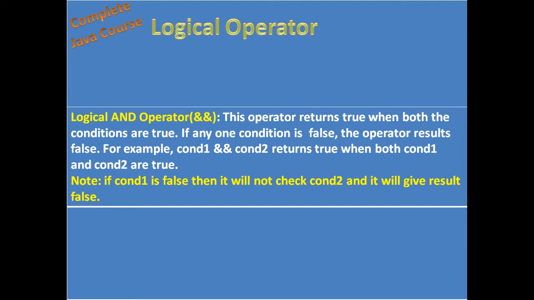Now next one is the logical operators. Logical AND operator: this operator returns true when both conditions are true. If any one condition is false, the operator result is false. For example, condition 1 AND condition 2 returns true when both condition 1 and condition 2 are true. But if condition 1 is false, then it will not check condition 2 and it will give the result false.